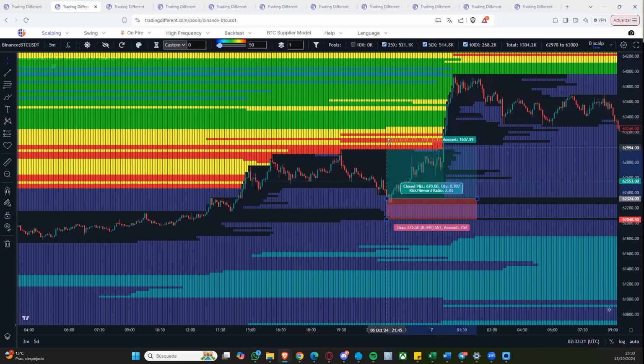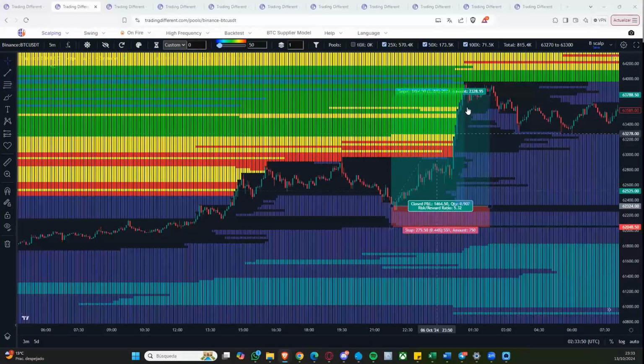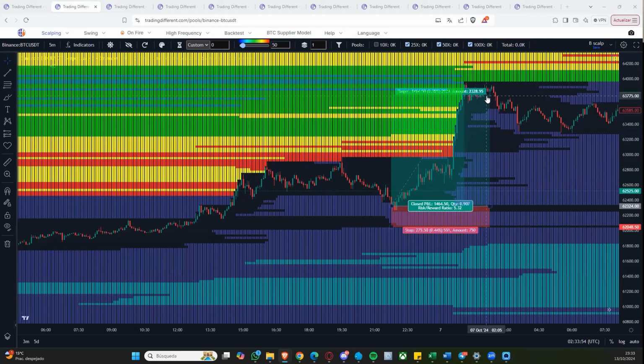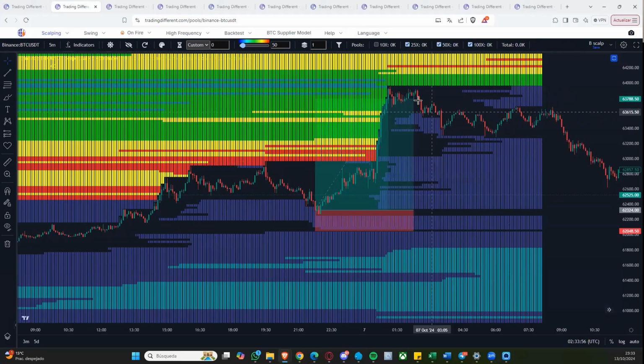I take partial profits in the area of highest liquidity and continue towards the top. This allows me to capture more profits where there is a high confluence of liquidity. The price has reached my target, I exit with profit, and I notice that it begins to move sideways. In addition, more liquidity is starting to form at the top.